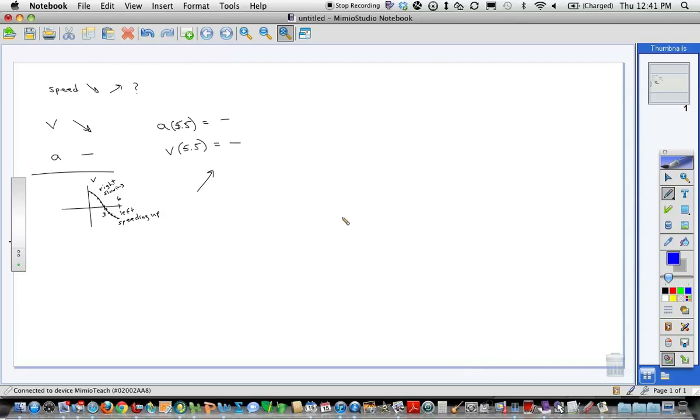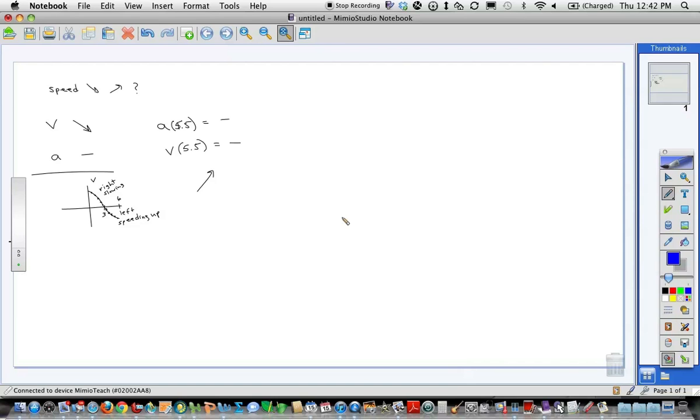Now that's something we need to tuck away, and we need to know that for the rest of the year. You guys did a good job with the chart thing. If it would have been velocity increasing or decreasing, then we just look at the acceleration's negative, so velocity is decreasing. But speed is something different.